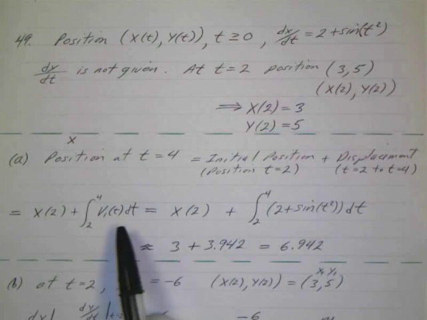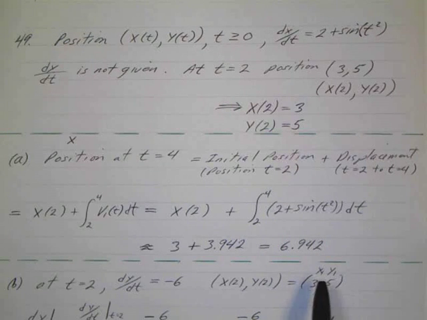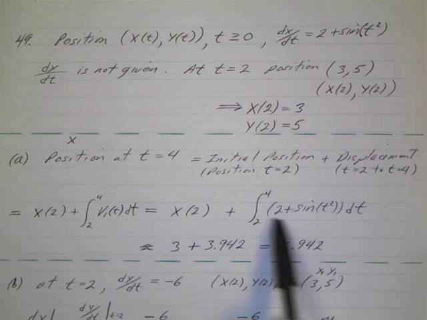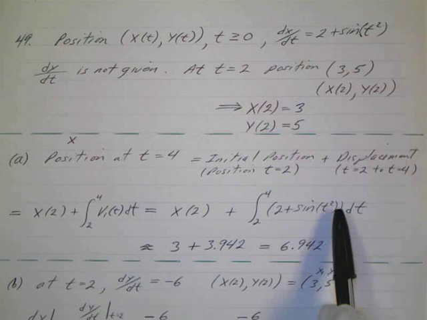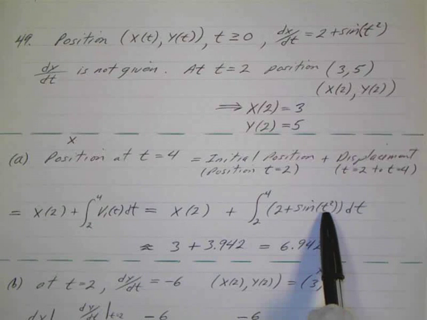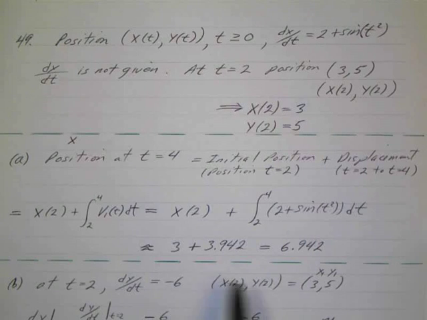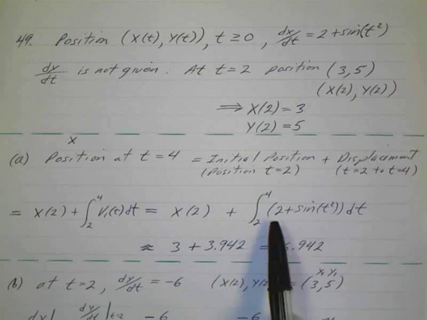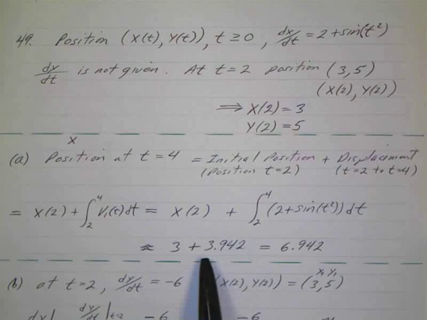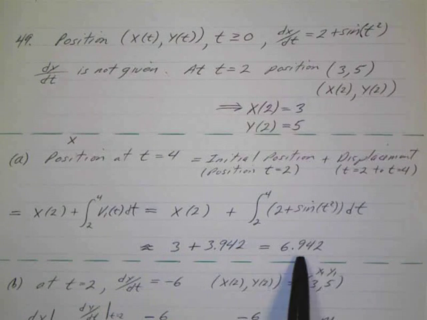So that's going to be the integral from 2 to 4 of 2 plus sine of t squared dt. And we don't have enough to take the antiderivative of this because we need a 2t to do a u substitution. We don't have a t, so we're stuck, so we're going to have to use our calculator. So we know that x of 2 is 3, and if we put this in your calculator, you're going to get 3.942. Well, that's the answer they had in the book, but they didn't add the 3 to that, so my position at t equals 4 would be 6.942.